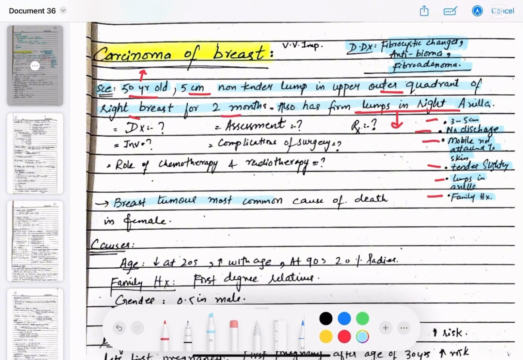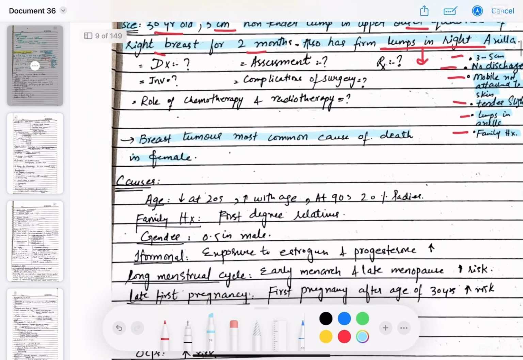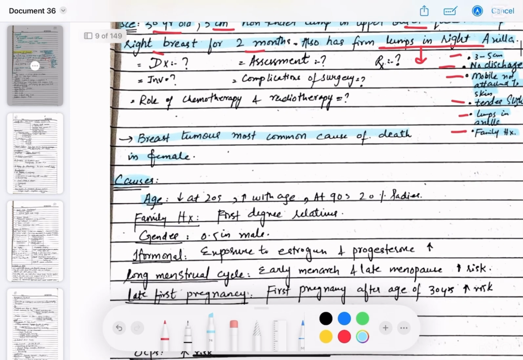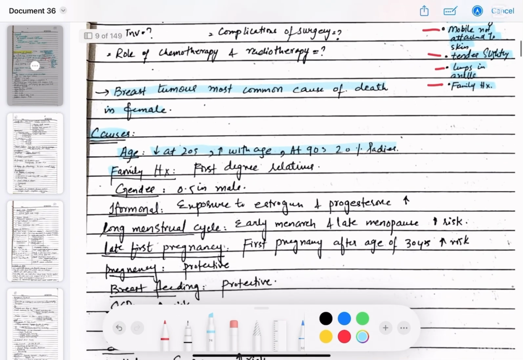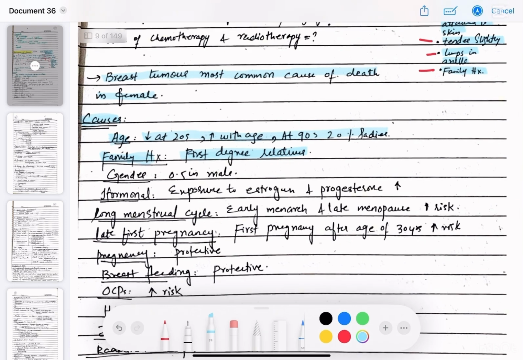Now the causes of the carcinoma of breast are age: it is rare in the 20s and increases with age. Okay, and at 90 it is present in 20% of ladies, so it is highly associated with age. Then the family history, that is, it is present in first degree relatives. And gender, it is 0.5% in males, and it is majorly in females. Then hormonal, the exposure to estrogen and progesterone increases the risk. Okay, if a patient is exposed to estrogen or progesterone, then she has a high risk for breast carcinoma.